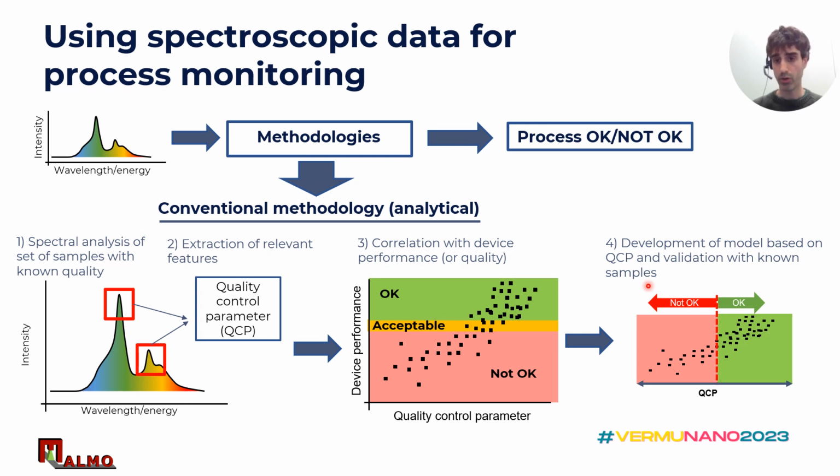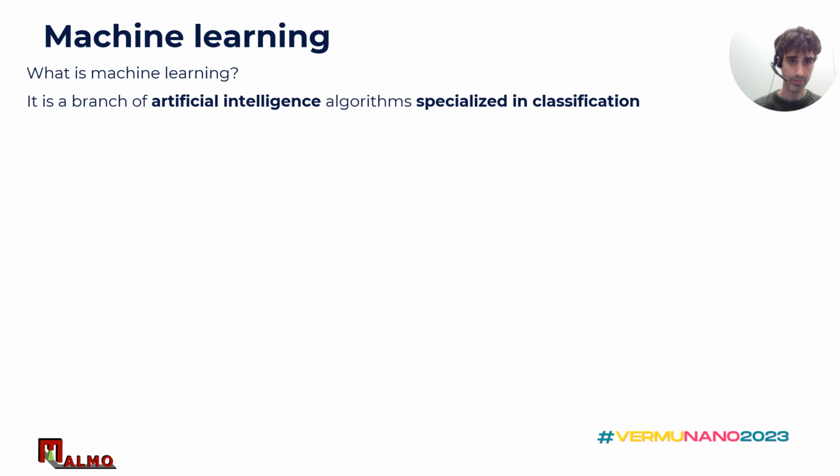In this case, the model will be very simple and will be just that when the quality control parameter is above a certain level, the process is okay. If it's below that level, it's not okay. But usually it is much more complex than this. Okay, now that we know what process monitoring is, what spectroscopy is, and how we need to make methodologies to use spectroscopy for process monitoring, let's move to machine learning.